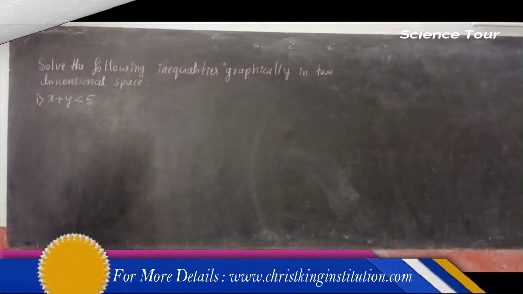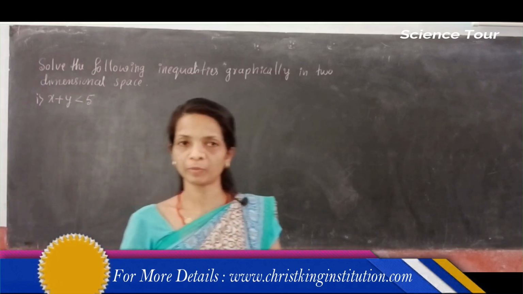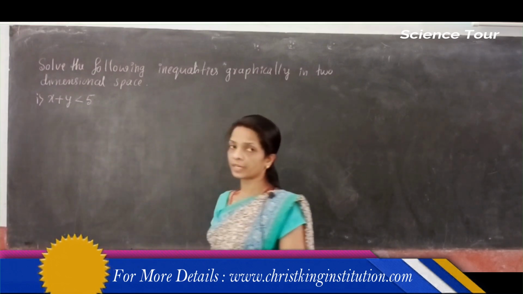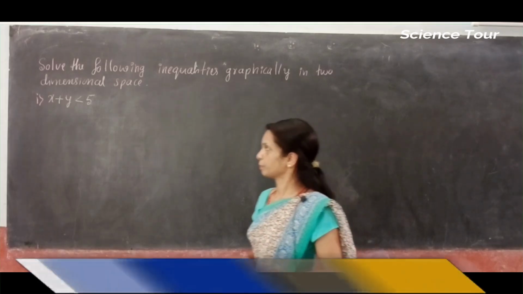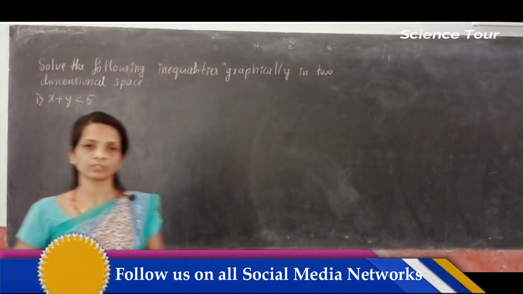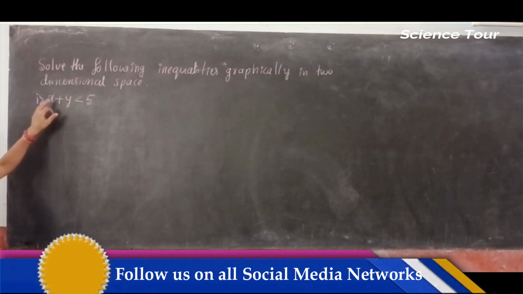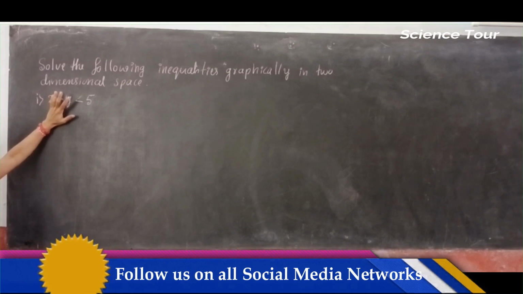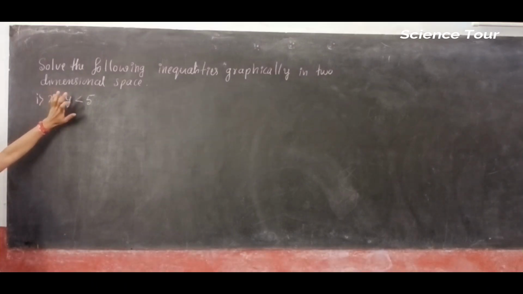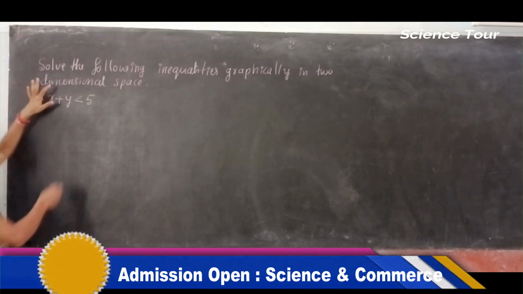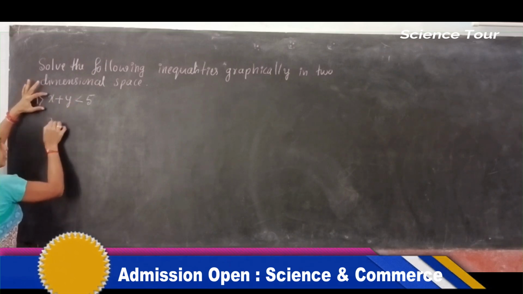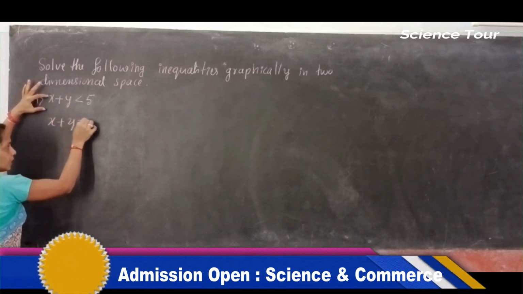Next you have problems. Solve the following inequalities graphically in a two-dimensional space. Under that, the first problem is x plus y less than 5. Suppose you are given any inequality, then what do you have to do? You have to replace the inequality symbol by the equal to symbol.